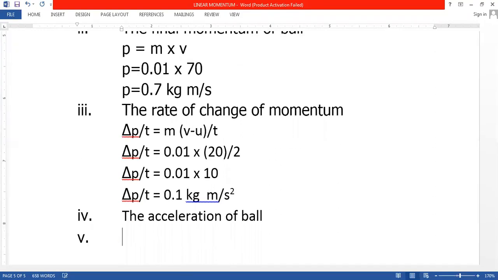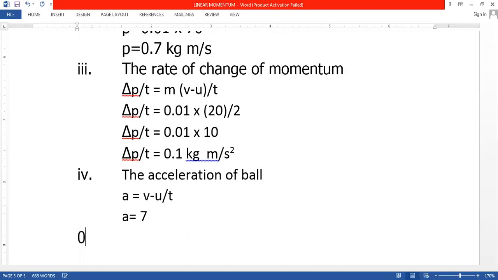What's the formula for acceleration? (v minus u) upon t. Exactly. So what's the final velocity? 70. What was the initial velocity? 50. And the time is 2 seconds. 20 upon 2 is 10 meter per second square. Very good. So that's our acceleration.